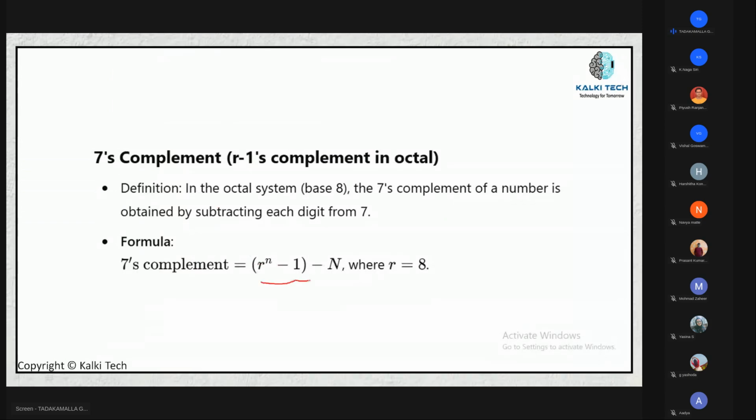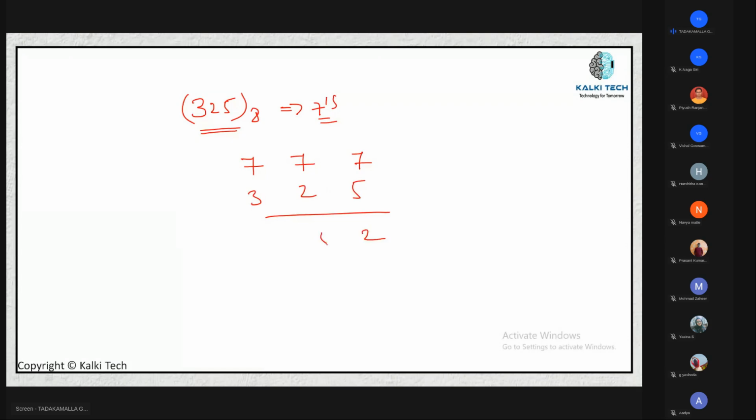The formula is R power n minus 1 minus N. This is the same formula. Or you can simply subtract 7 from each digit. So that is another way. You can simply subtract 7 from each digit, or follow the formula we have already discussed in our previous slide. Let's say we have 3 2 5 to the base 8 in octal. If you want to perform 7's complement, what are we going to do? We are going to subtract 7 from each digit. 7 7 7 minus 3 2 5. Then 7 minus 5 is 2, 7 minus 2 is 5, 7 minus 3 is 4. So 4 5 2 is our 7's complement of 3 2 5.